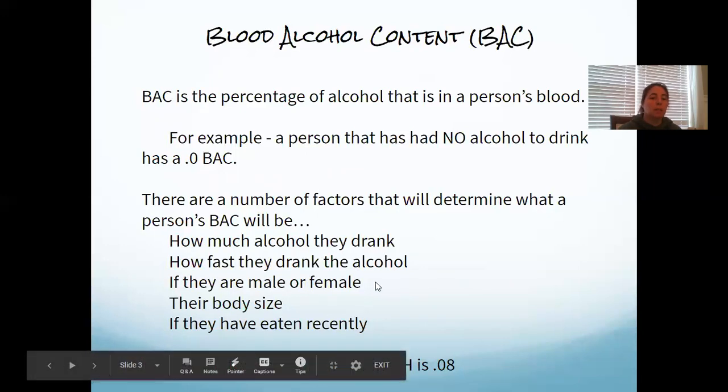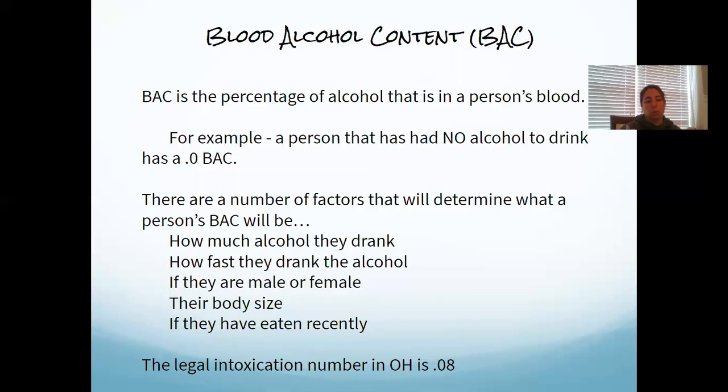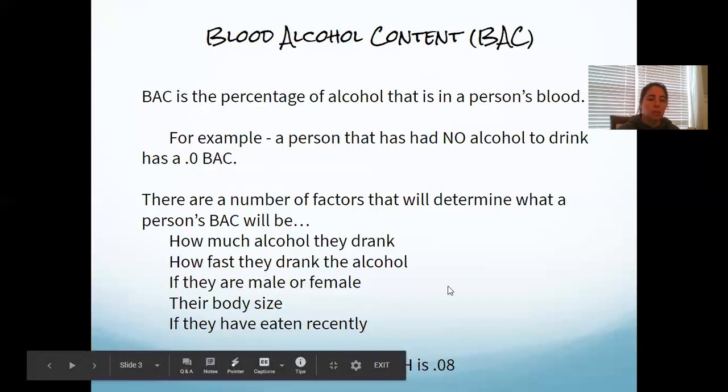There's an enzyme that helps break down alcohol faster for males than females. So there's that. And their body size. Somebody that's much bigger has a lot more blood volume, so the alcohol can kind of spread out in their body. Somebody who's smaller is going to feel the effects of the alcohol a lot faster. And then the last one is if they've recently eaten. Okay.